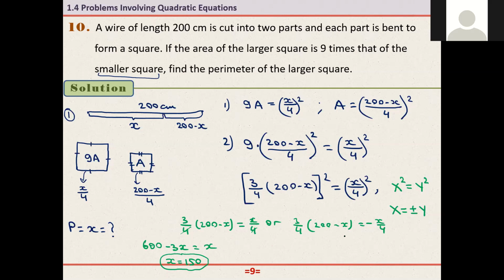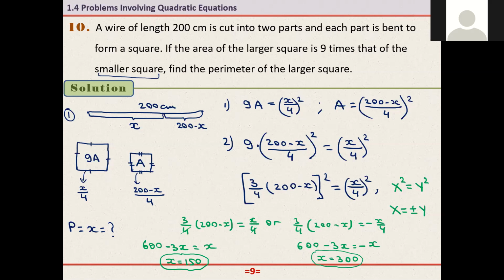How about here? The 4s cancel each other. Here we have 600 minus 3x equals minus x, right? Take it to this side: it is minus x plus 3x. That is 2x, 300... then x is equal to 300, right? Okay. We have two possible answers. So which one should we pick as the answer? Both, or only one, or the second one? We need to pick only one. So which one is the answer?